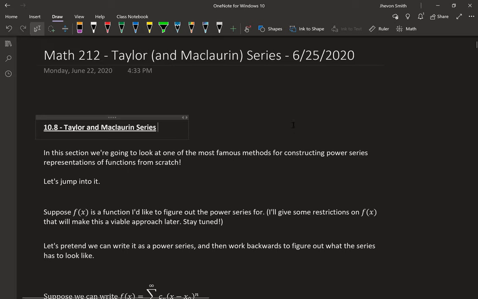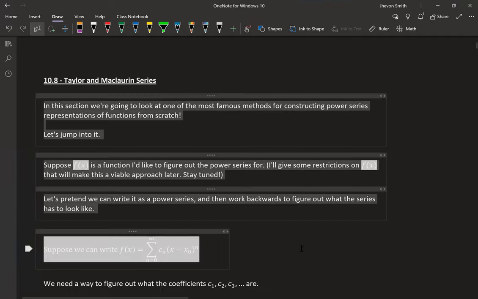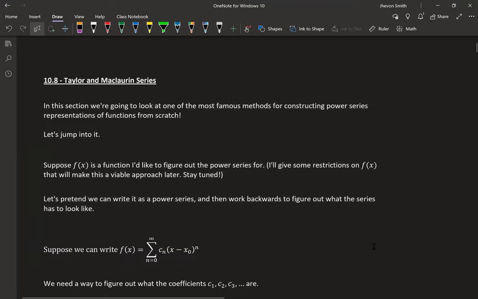Okay, so here's how we're going to do it. We're going to take a differential equations approach. We're going to pretend that we have the answer and then work backwards to see what that answer necessarily would have to look like. So suppose I have a function and I can write it as a power series. What would that power series have to look like?